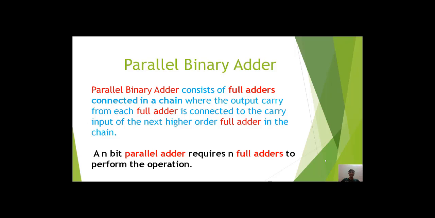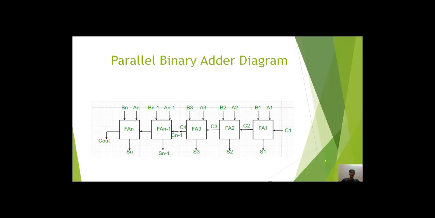What is a parallel binary adder? A parallel binary adder consists of full adders connected in a chain, where the output and carry are connected with each other, and the next output is produced, through which we can get the desired output of n bits. The n-bit parallel adder requires n full adders to perform the operation. This is the block diagram of the parallel binary adder.